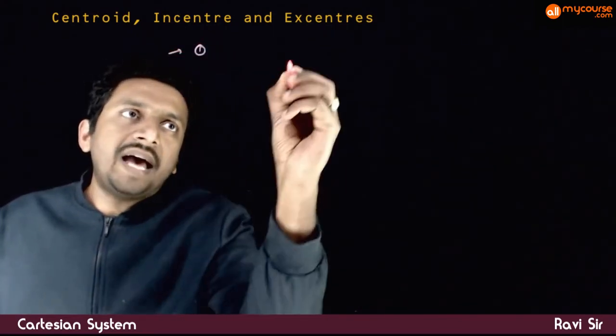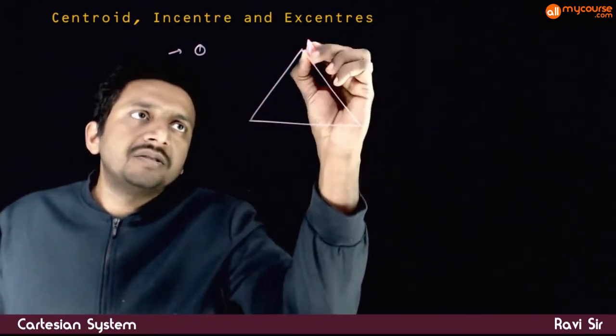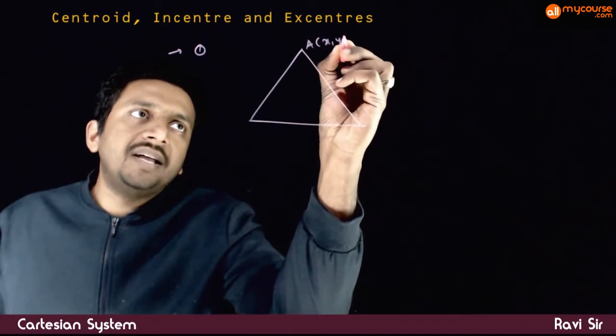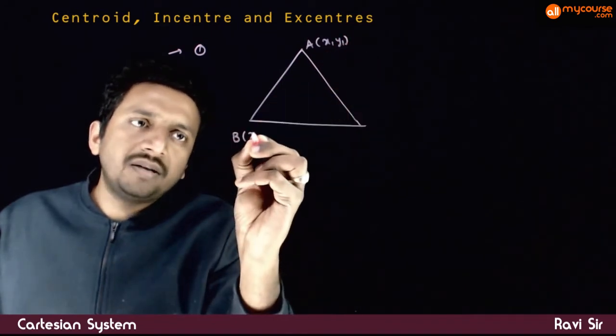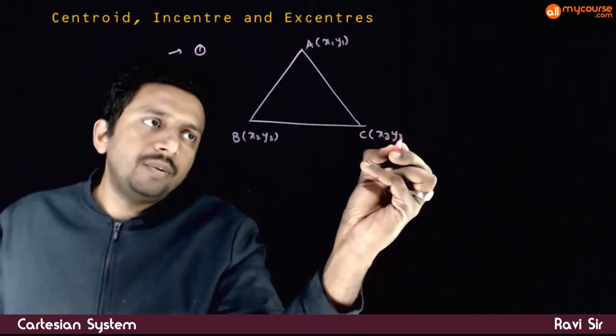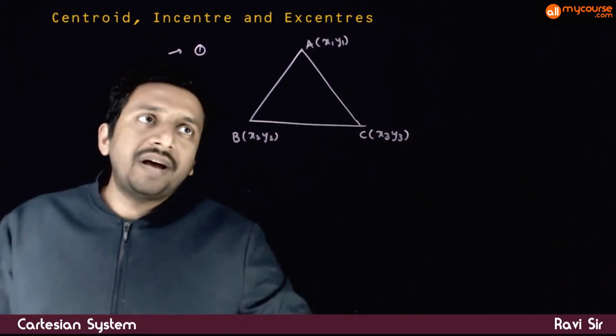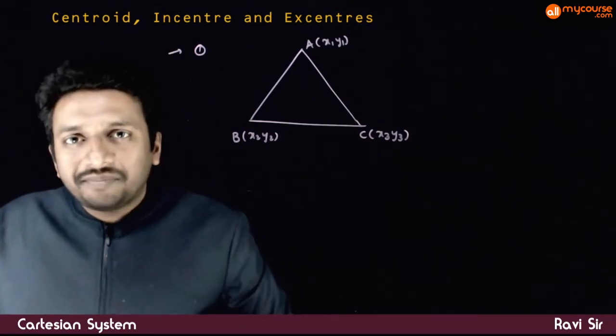So in this video, let us look at the formulas for centroid, incenter, and excenters. So first, if you have a triangle ABC, let the vertices of the triangle be x1, y1, x2, y2, and x3, y3. So now let us say that you're asked to find the centroid of this triangle.